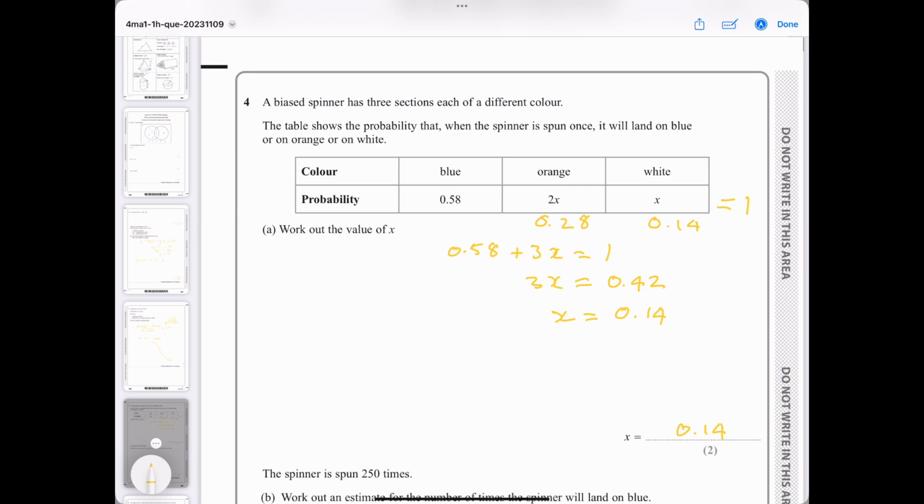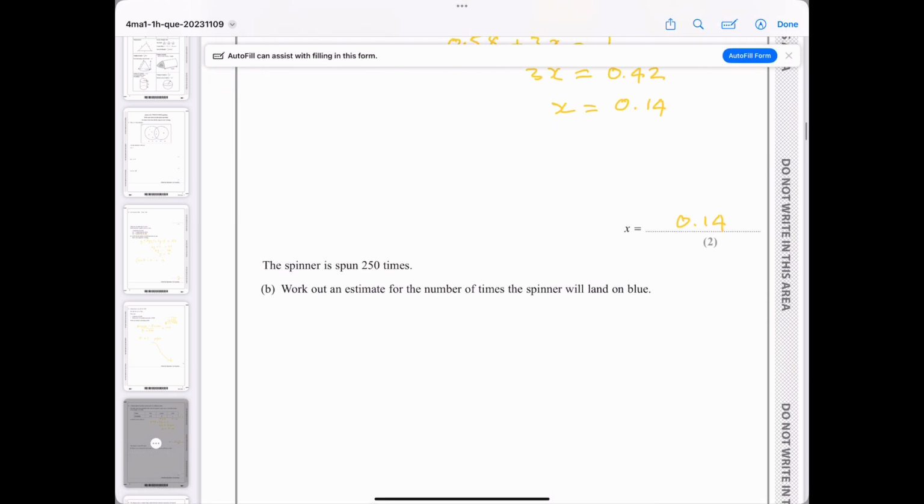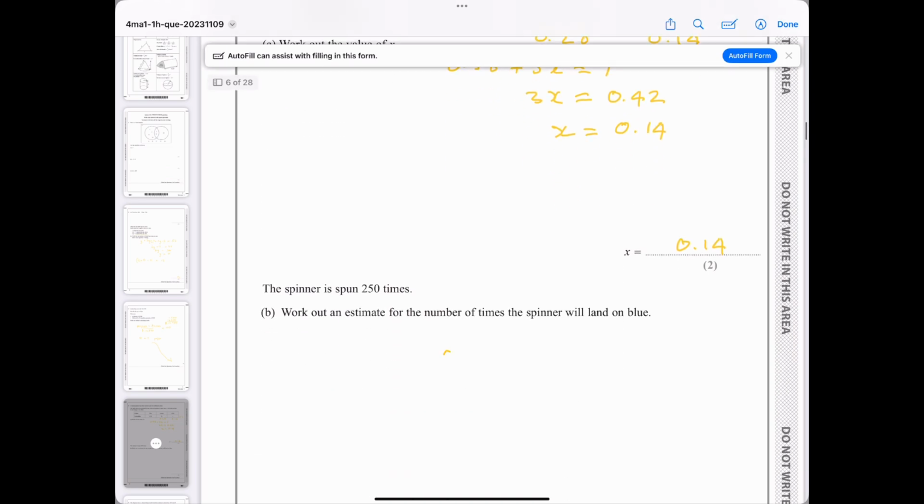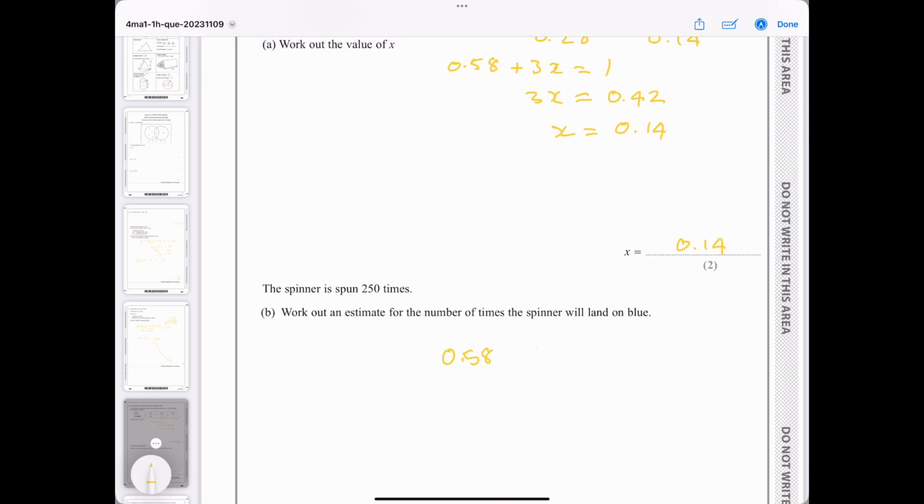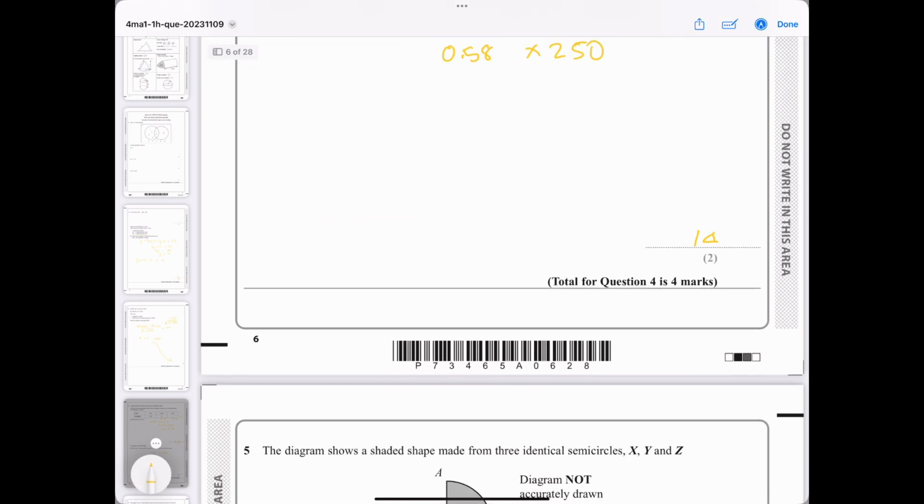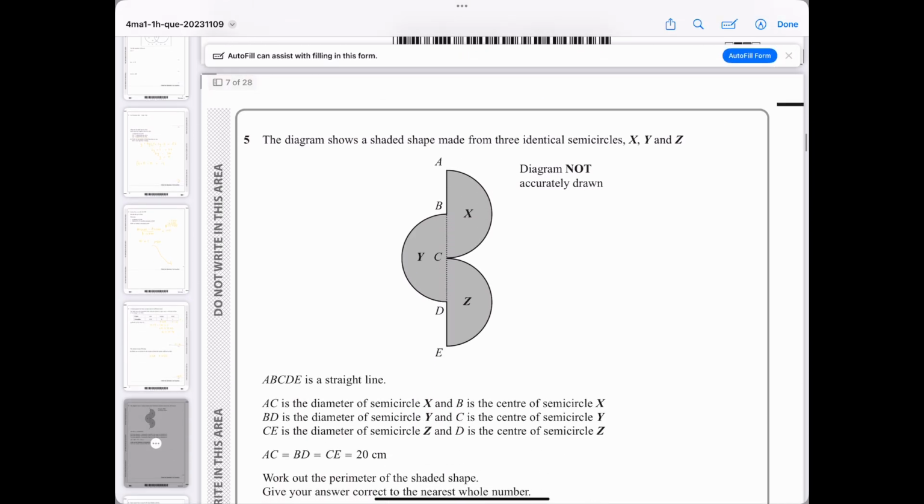Right. Now, the spinner is spun 250 times. Work out an estimate for the number of times it will land on blue. So all we do is times 0.58 times 250. And that would be 0.58 times 250 equals 145. And then that's that. And I think I'll leave this for a minute.